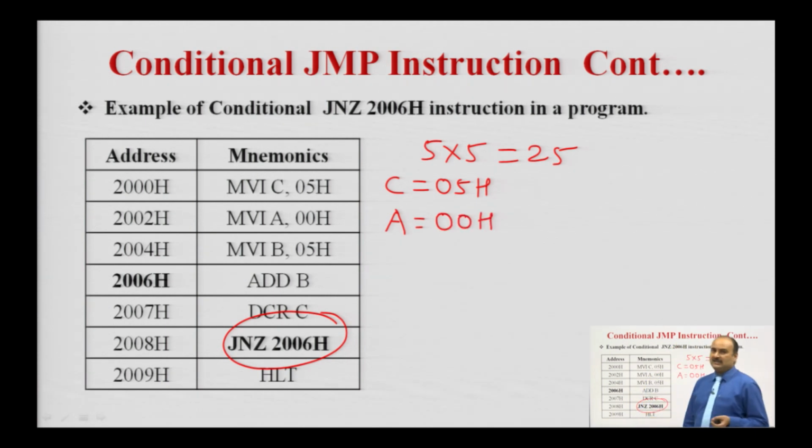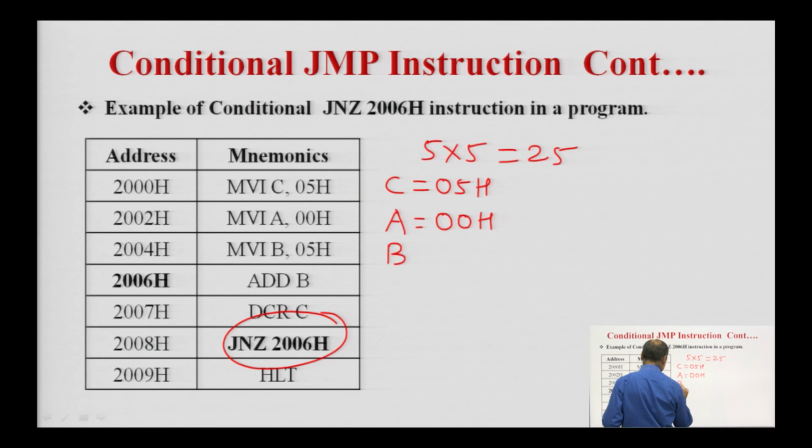Here, each addition operation takes place with the help of the accumulator. In this program, the content of the accumulator is 0. So, the number is added with the content of the accumulator. The next instruction is, B register will have the value 05H.